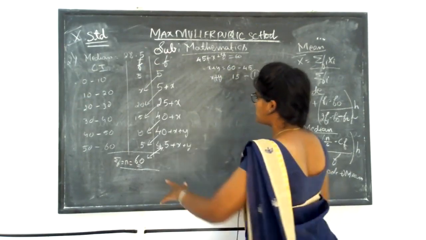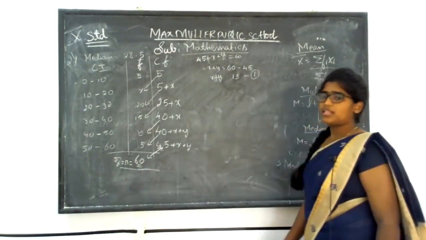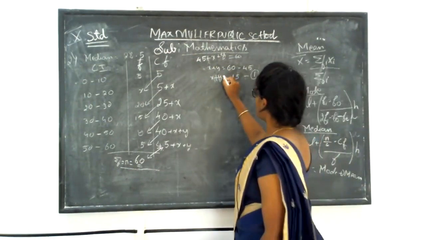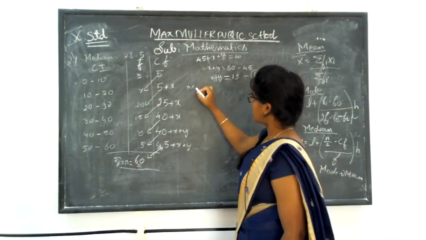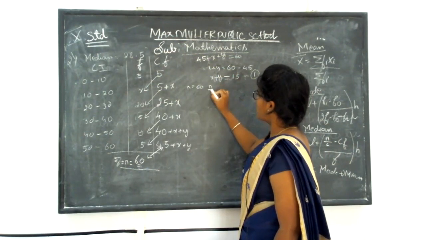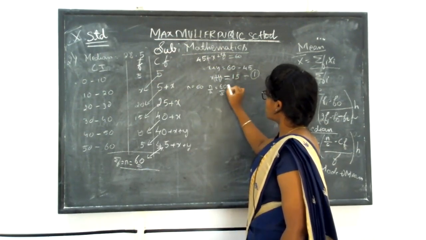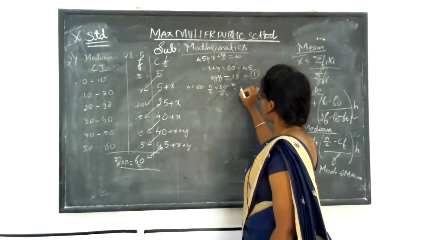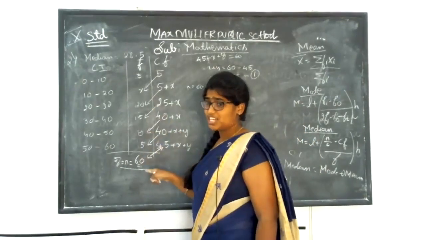Completed. Clear? So whatever value you have got for sigma f, that is the n value, which is 60. You are going to take n as 60, because that is what they have given. Then you are going to do n by 2. n by 2 is how much? 60 divided by 2 is 30. So n by 2 is 30.